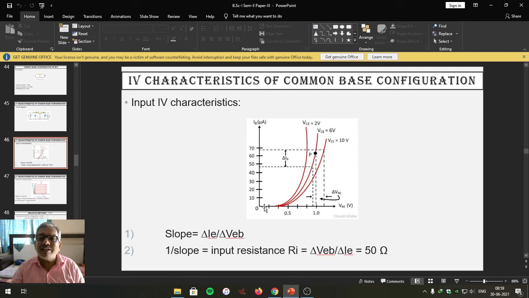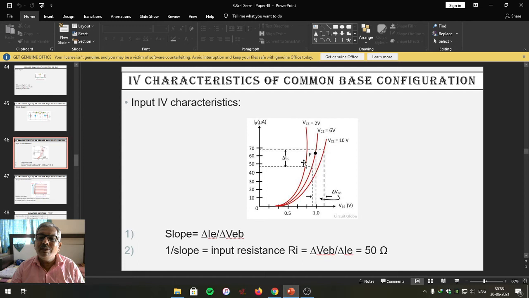Let me consider one of the characteristic curves, say for VC equal to 2 volt. That means this curve. From the nature of the curve, we can say at the beginning when VB is 0, IB is 0. This is because the input junction is not yet conducting, since the applied input voltage is less than its cut-in voltage, or breakover voltage, or knee voltage. Up to the knee voltage, no current flows through the emitter and base junction. When the applied voltage becomes equal to the knee voltage, the current suddenly starts increasing.